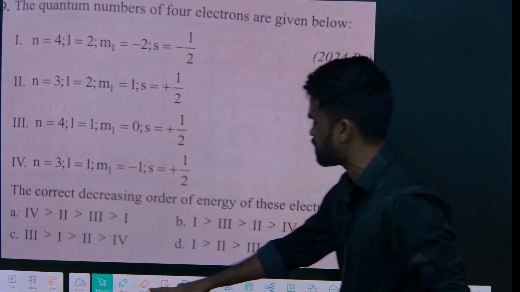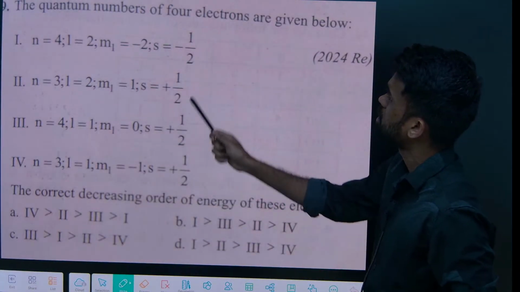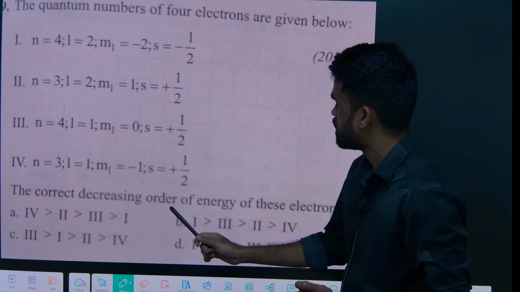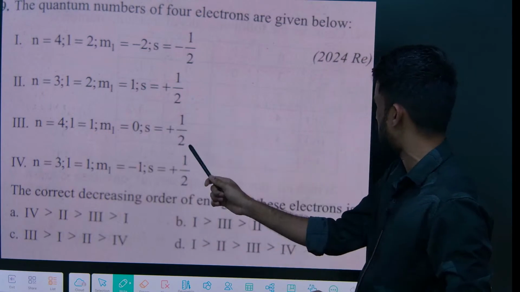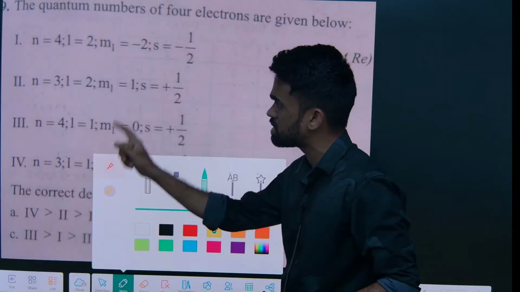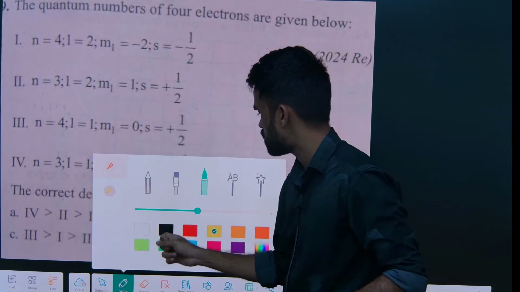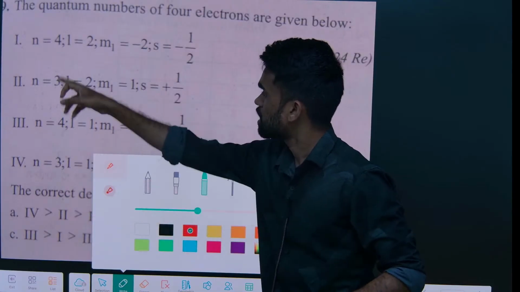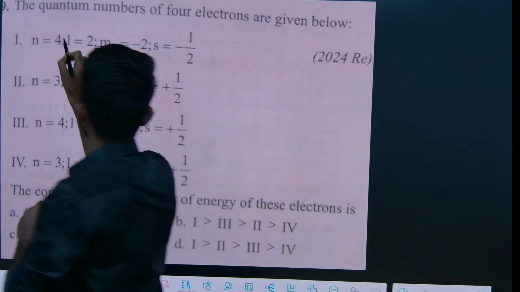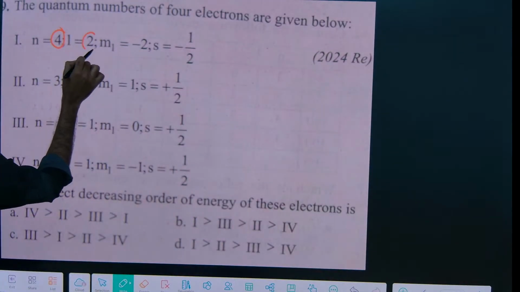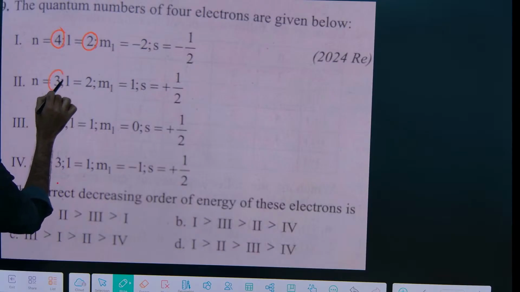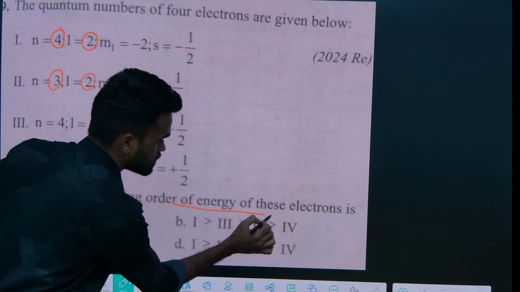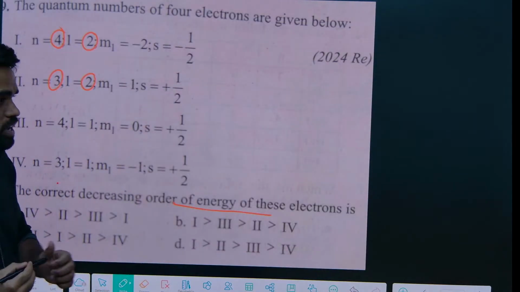It's a very simple and easy question. See what they are saying. They have given 4 quantum numbers in each option, and they are asking what the energy order of these electrons is. They have mentioned the principal quantum number 4 and azimuthal quantum number 2 here, and 3 here, 2 here. Like that we have different numbers, and they are asking us to arrange them based on the energy order. See, it's very simple.